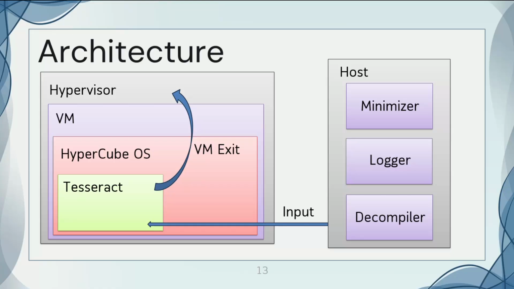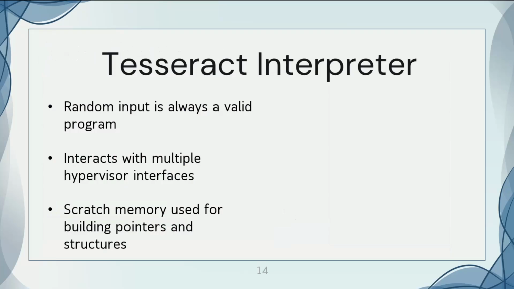So now that we have a high-level overview of the architecture, let me go a little bit deeper into the Tesseract interpreter. As I mentioned a little bit earlier, it takes any random input and converts it into a valid program. It helps interact with multiple hypervisor interfaces, so it actually has these sequences that I was talking about earlier that happen a lot when using hypervisors, and this way you can create those sequences to find those vulnerabilities. It also uses scratch memory to make data structures and pass pointers, helping it do more complicated interactions.